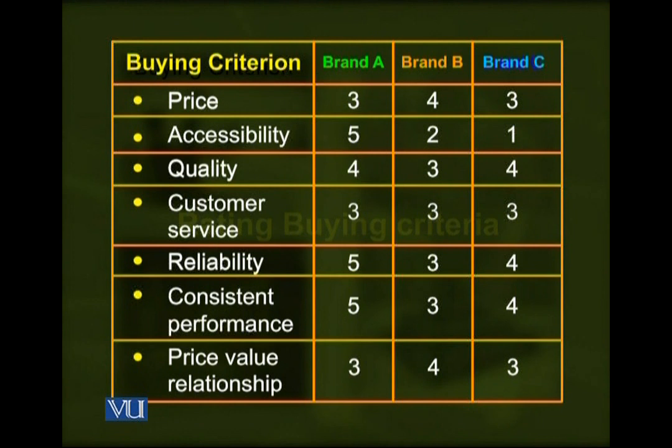If we concentrate on this rating, we can, in the first place, look at brand A, which we can suppose is ours, in terms of all the attributes, and we can go right down, vertically, starting with price, down to price-value relationship. And we can see that we have a weight of 3, then 5, or 4, 3, 5, 5, 3. Different attributes have been given different weights. Now, there is an element of bias here. There is no quantitative method that you are going to employ in order to assign the weight.